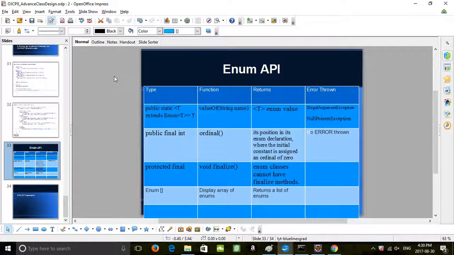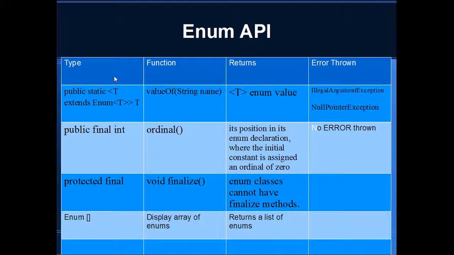And finally, this is the most important part, the enum API. Once again, guys, you want to memorize the API. It returns the enum value. But for valueOf, you want to memorize this right here: illegal argument exception and null pointer exception. It throws these two. That's going to be asked in the certification.